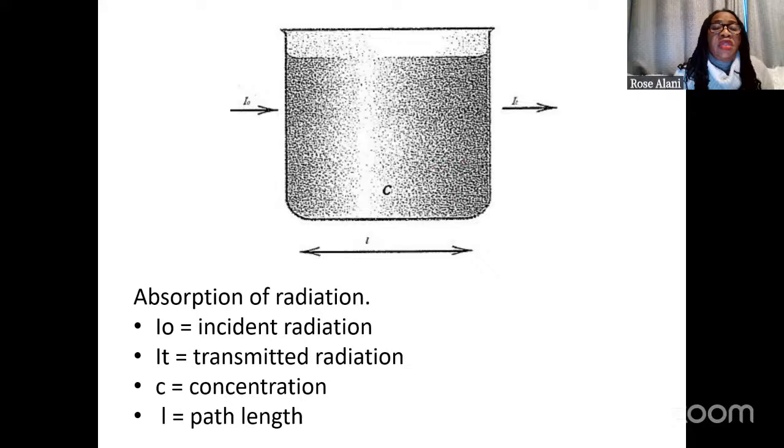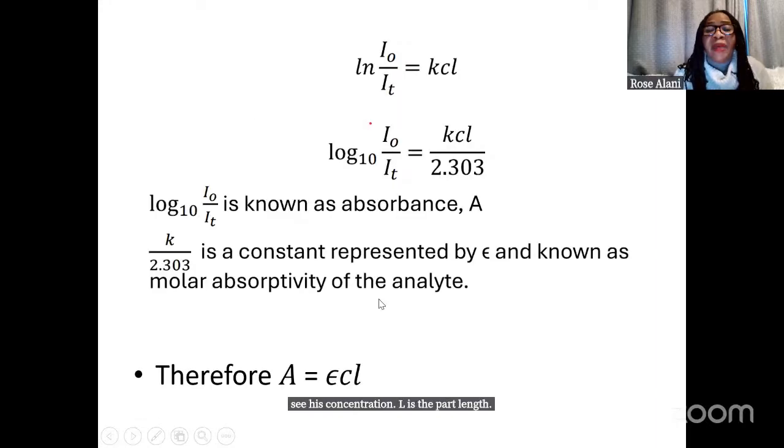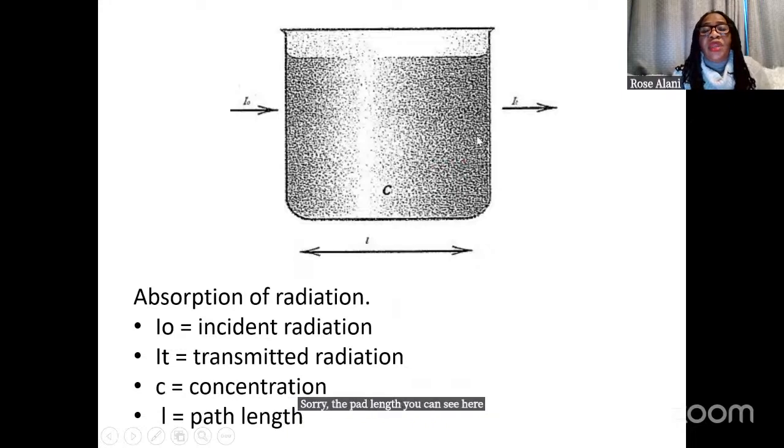So this is just showing what happens. The incident radiation gets into the system where you have your analytes that will absorb the radiation, and then the one that is not absorbed, the transmitted one, comes out. So I've already described that the incident radiation is I0, then IT is the transmitted radiation, C is concentration, L is the path length. You can see here, from this beginning to this end, that is the pathway.